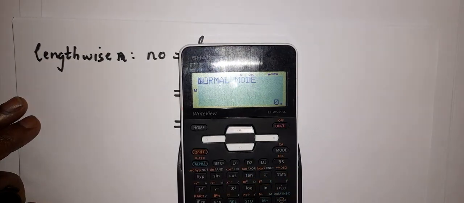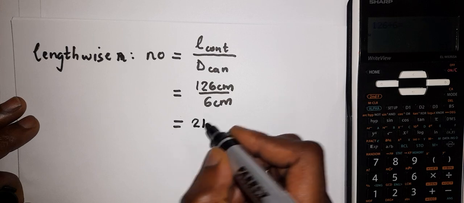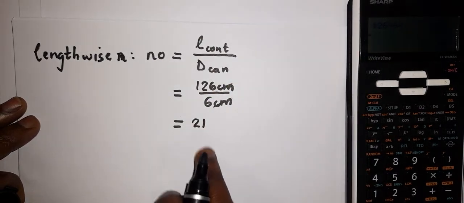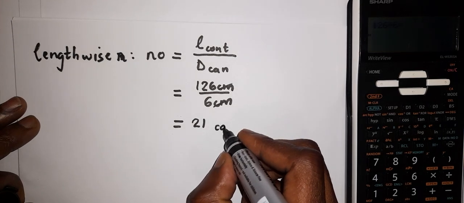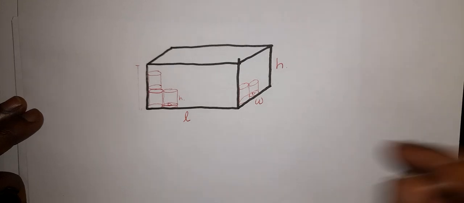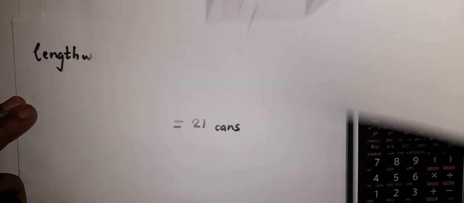We'll have 126 divided by 6. We get exactly 21. What does this 21 mean? The centimeters cancel. We are looking for a number, so the number is exactly 21 cans. So it means we can fit 21 cans going in this direction. In this direction, we now know that we can pack 21 cans.